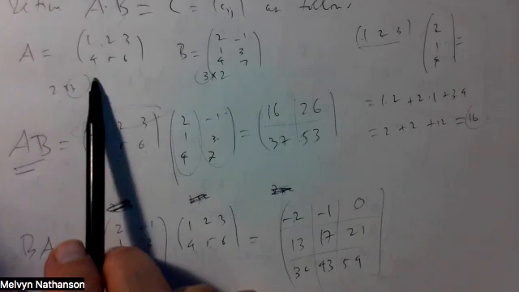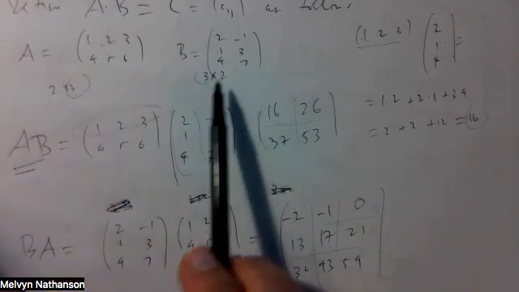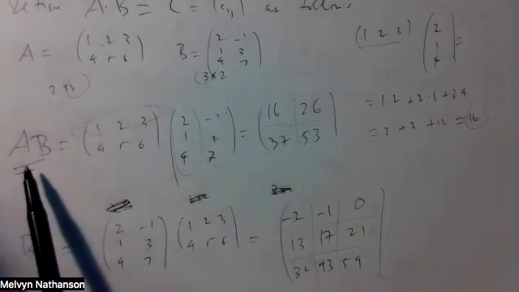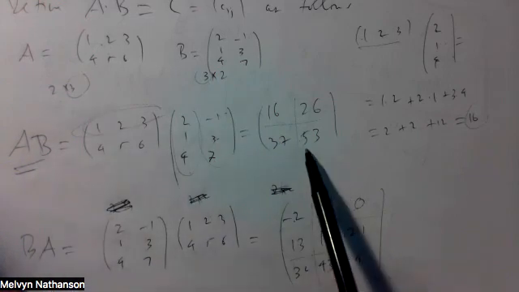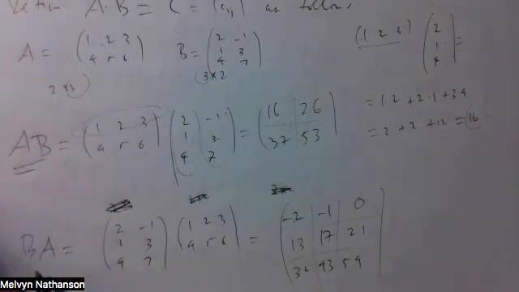So here I have a 2 by 3 matrix and a 3 by 2 matrix. The multiplication AB is defined, I get a 2 by 2 matrix. The multiplication B times A is defined, but I get a matrix of a completely different shape, 3 by 3. Right? So this is something you have to keep in mind.